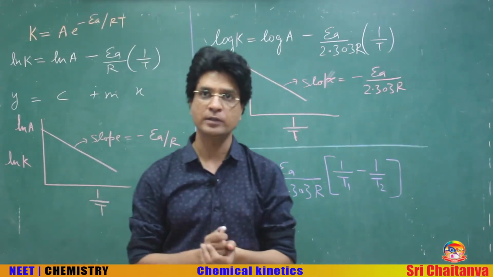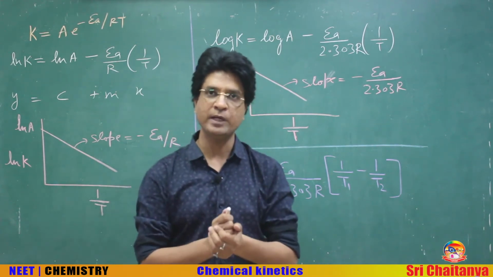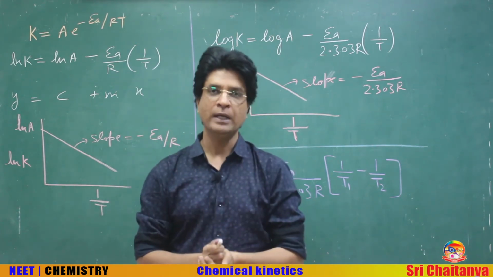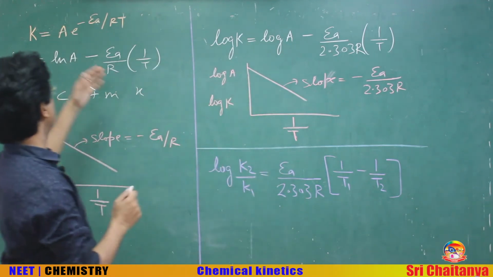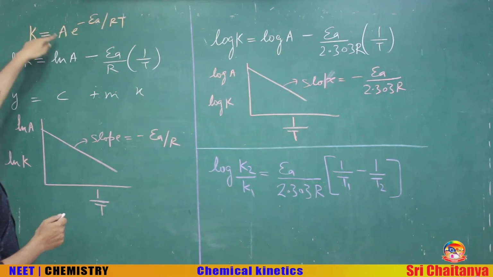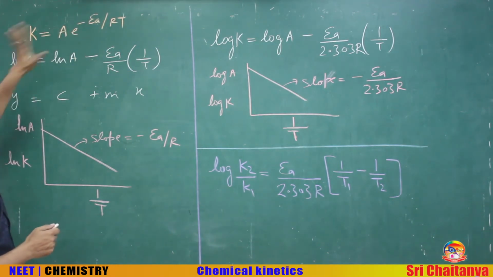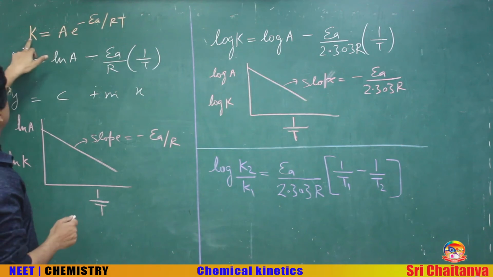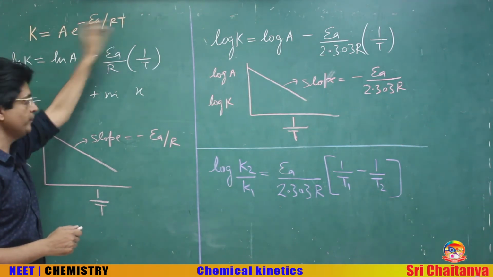Now the Arrhenius equation is a very important equation. Many a time NEET has asked questions from this topic. What kind of questions will they be asking? To understand that, let us understand the modifications of this Arrhenius equation. K equals A e to the power of minus Ea by RT. This equation tells you with confidence that the rate constant can be changed by changing temperature.